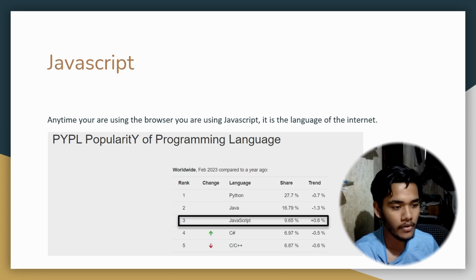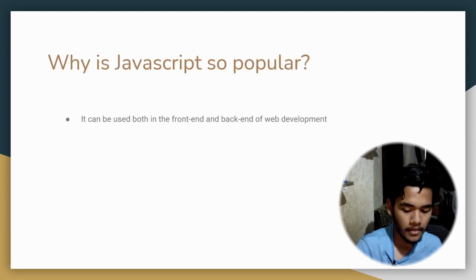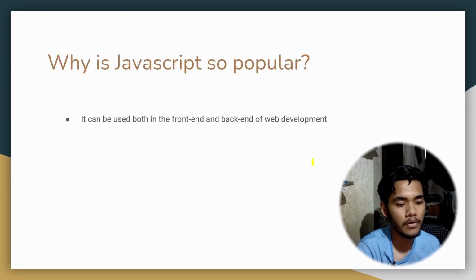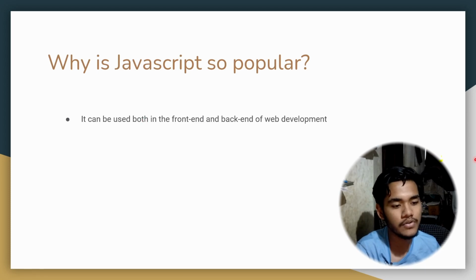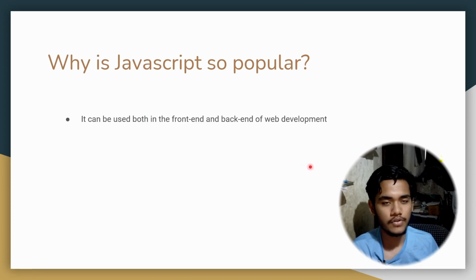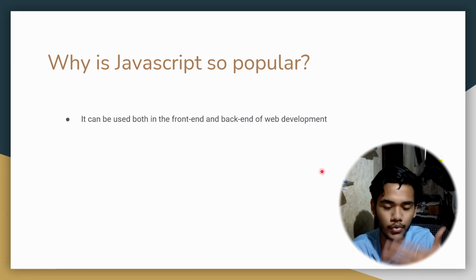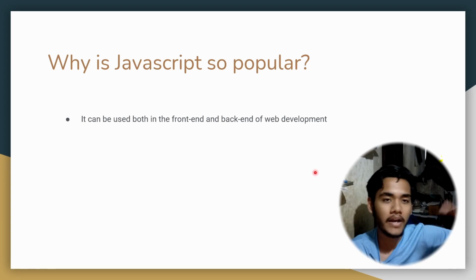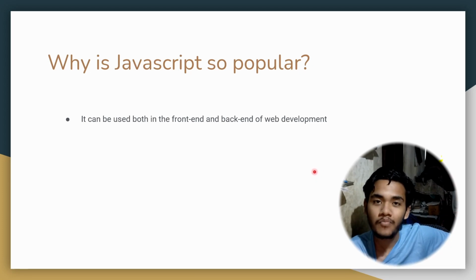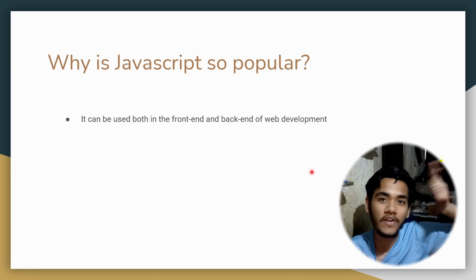Okay, now why is JavaScript so popular? First of all, it can be used in both front end and back end. If you don't know what front end and back end mean, basically front end is the part which the user sees. For example, a website that you see, right? How it looks, the aesthetics, the feel of that website is the front end part. And the things that happen in the back end, when you sign in, your information is being sent to a database, right? And when you want some information, it is being fetched from a database.